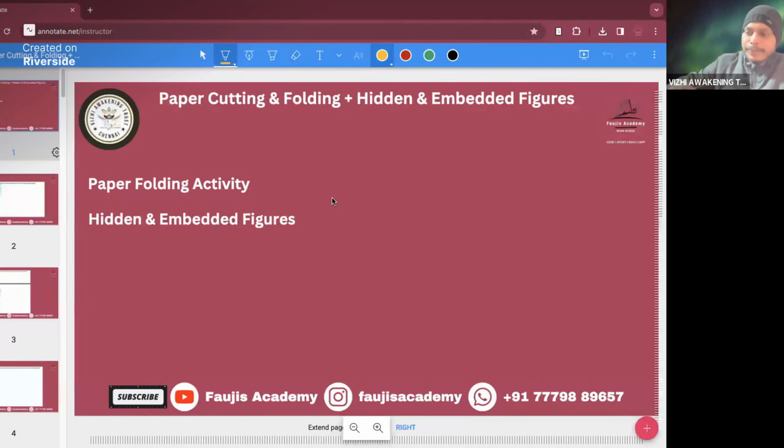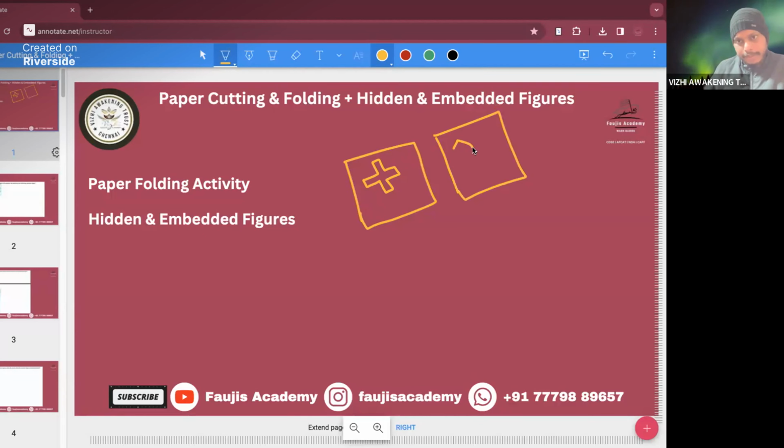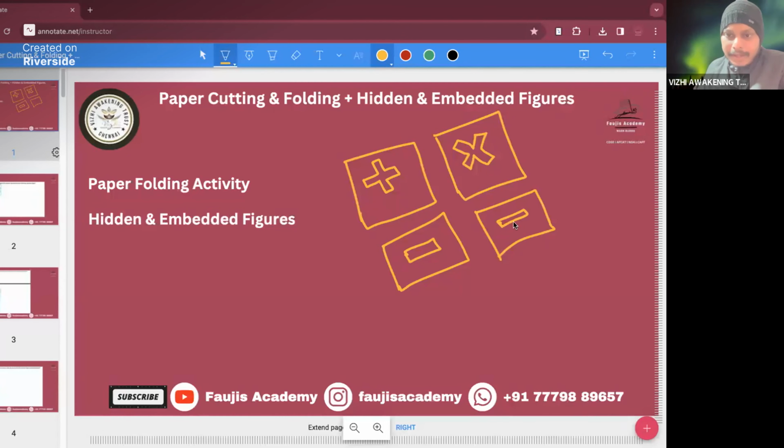Now, hidden and embedded figures. Let us say I draw a few of the diagrams. Let's say I draw it like this. This is one. Okay. And I draw it something like this. I'm not that bad at drawing either, no? Yeah, let's accept it. Plus, minus, multiplication. Let's write a division.